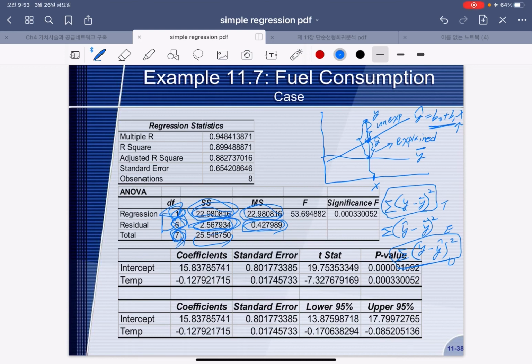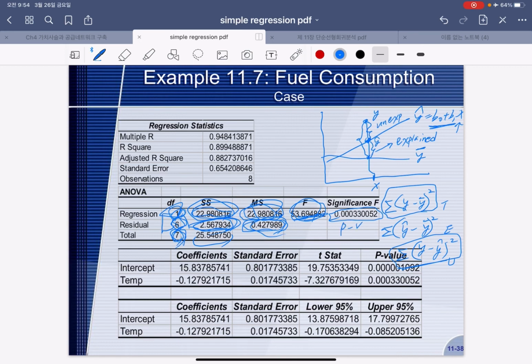And this F test statistic comes from 22.98 divided by 0.427989, right? So this one divided by this. This one is the test statistic. Remember that the F is the ratio of variances, right? And obviously, using this test statistic, the computer computes this p-value. This one is the p-value.